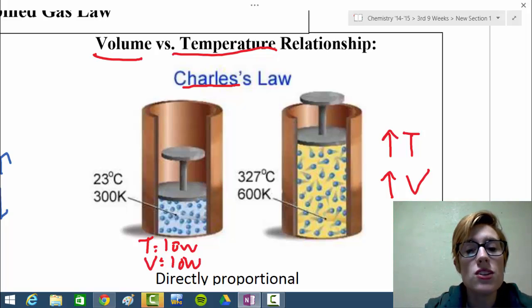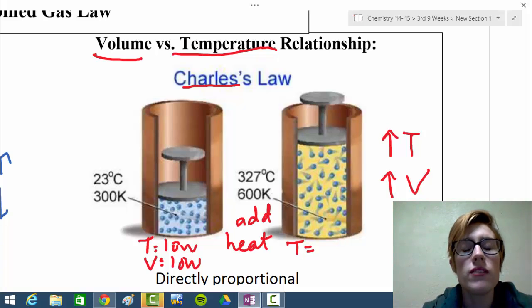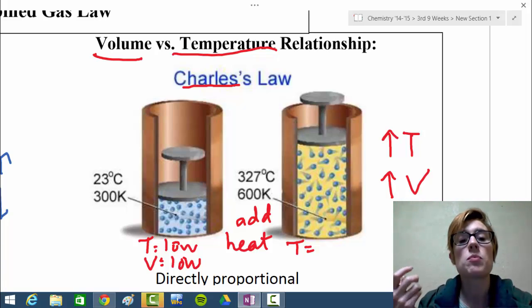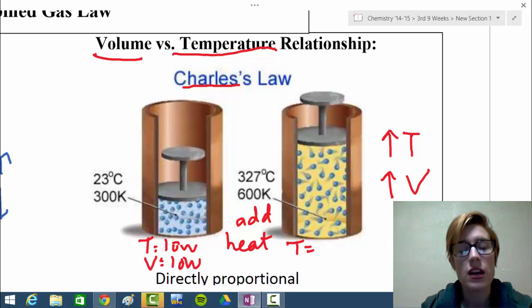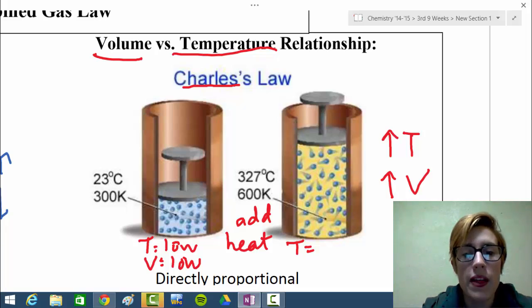But when we change our temperature, when we add heat, so here I'm adding heat. All of a sudden, when you add heat, what you're really doing is you're adding energy. And so these particles have more energy, and so they're moving around faster. So if you allow them to, they will take up more space. So temperature gets higher here, and then our volume, our space, also gets higher.